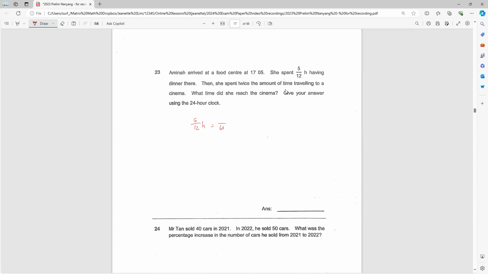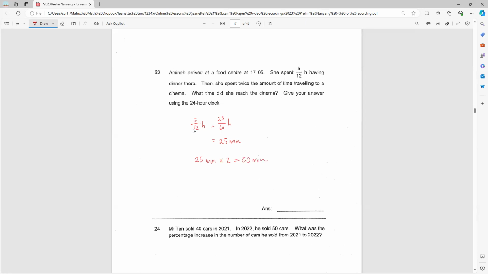12, how do you get 60? You times 5, so numerator 5 times 5. This is 25 minutes. Or you can take 5/12 times 60, because if you want to convert hours to minutes, you times 60. So this is 25 minutes that she spent having her dinner there. She spent twice the amount of time traveling to the cinema. So 25 minutes times 2, which is 50 minutes.